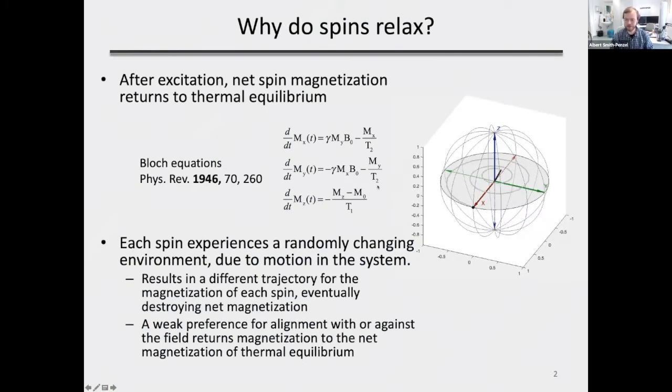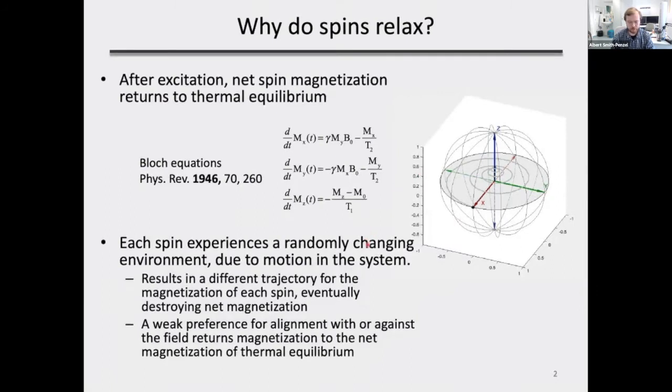We're all familiar with relaxation. We know that when we pulse magnetization from the z-axis down to the xy plane, it'll oscillate, but it'll also decay in the xy plane due to T2 relaxation, and it'll recover to the z-axis due to T1 relaxation. And that behavior, of course, is due to motion in the system.